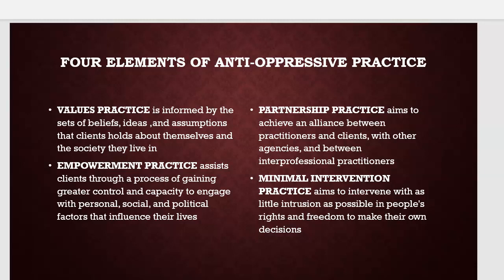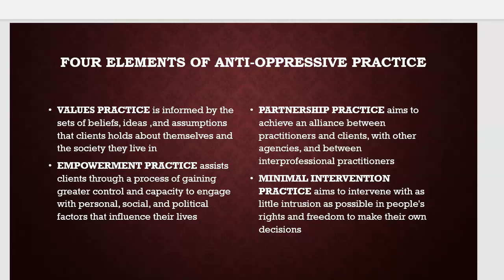The second one is empowerment practice. We've already talked about this as one of the values of social work, to empower our clients to gain greater control over their lives and to increase their capacity to engage with personal, social, and political aspects of their lives, and to gain a sense of voice, being able to make choices, and being able to take advantage of and create opportunities to have greater empowerment in their lives.